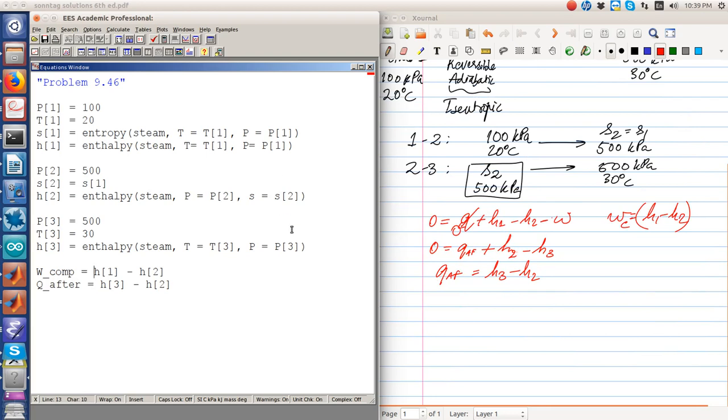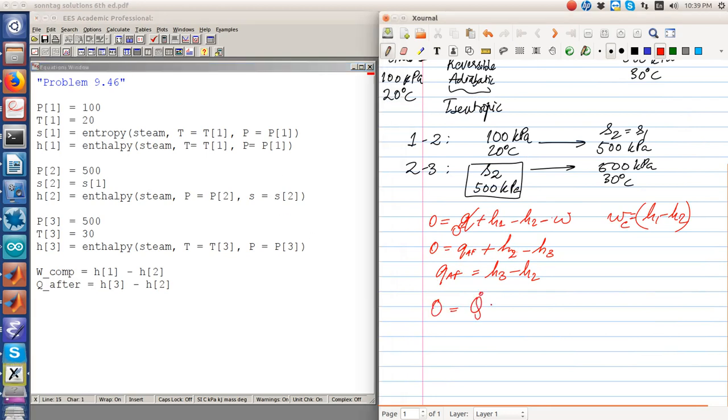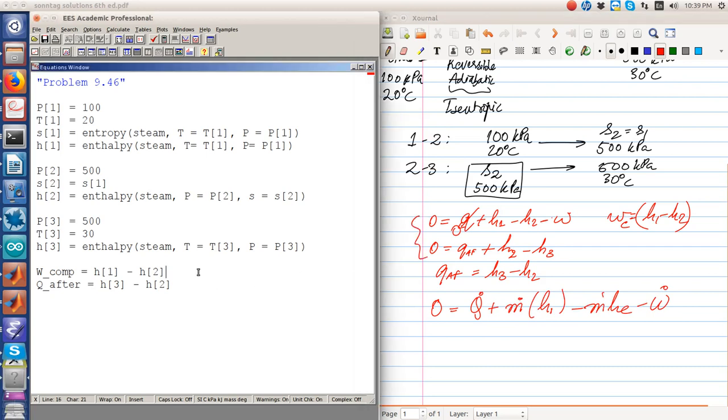In terms of actual quantities, these equations will be q dot plus m dot hi minus m dot he minus w dot and so on. So I've divided everything by m dot to arrive at these equations. So I must multiply everything by the mass flux. So this is equal to m dot multiplied by this. This is equal to m dot multiplied by this, where m dot equals 0.5 kg per second.